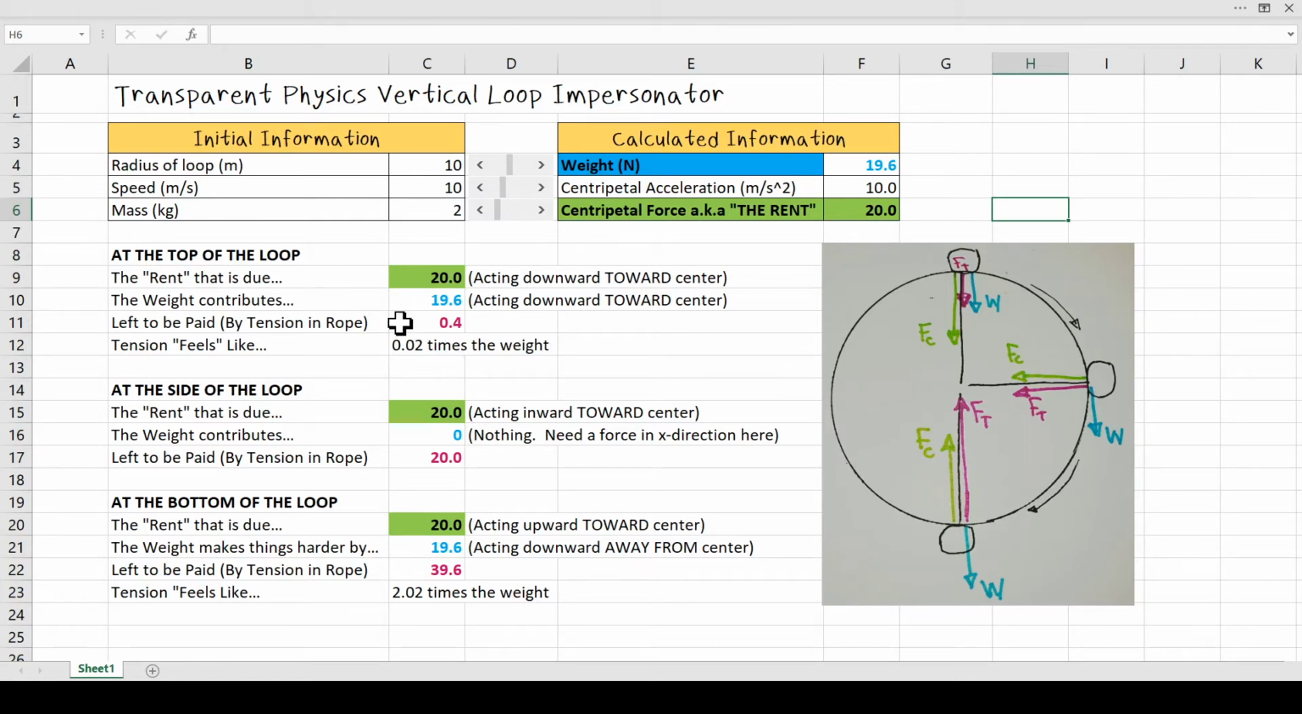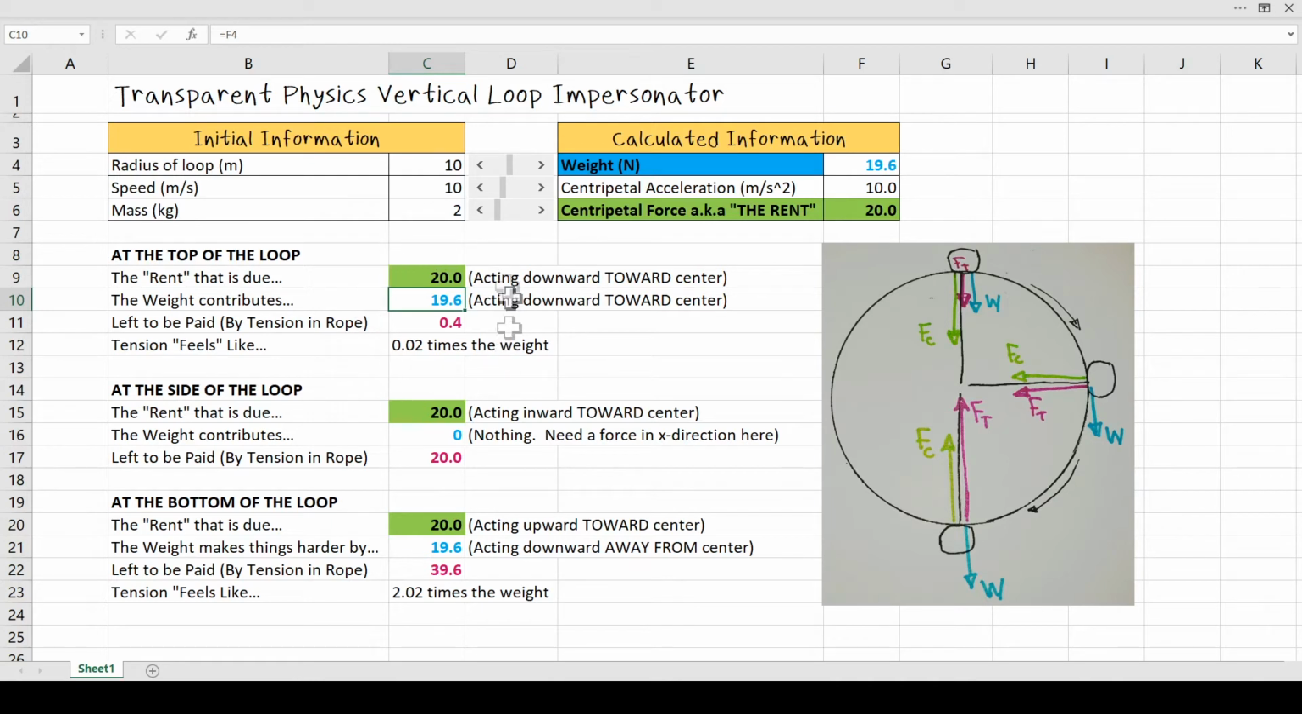In this particular set of numbers, we can see something not dissimilar to what was just talked about in the video. In this case, the required force is 20 newtons at the top, and hey, lo and behold, the weight provides 20 newtons of force. So if you need 20 newtons of force pointing down towards the center, and the weight provides 20 newtons acting down towards the center, you really don't need to provide any force at all in the rope. If you were spinning something around in a circle like this, you would feel the rope basically go slack just for an instant at the top there.